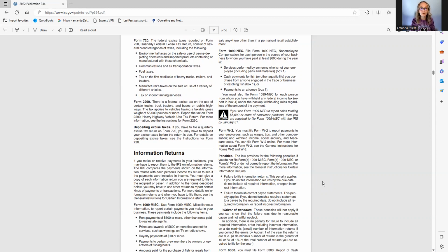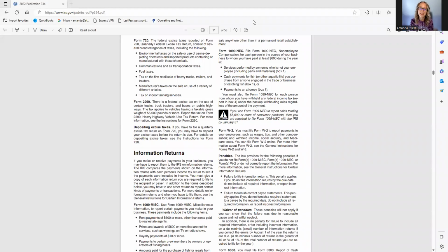Form 2290. There is a federal excise tax on the use of certain trucks, tractors, and buses on public highways. The tax applies to vehicles having a taxable gross weight of 55,000 pounds or more. Report the tax on Form 2290, Heavy Highway Vehicle Use Tax Return. For more information, see the instructions for Form 2290.